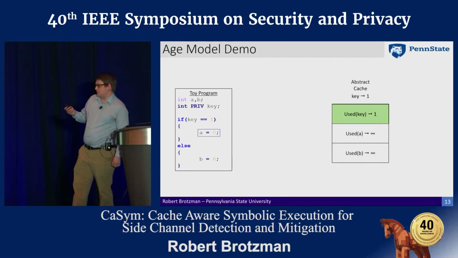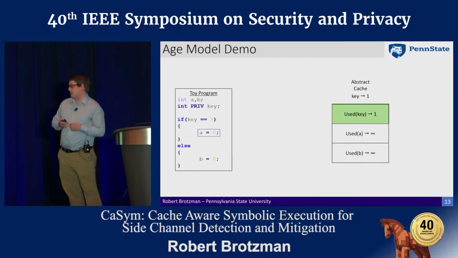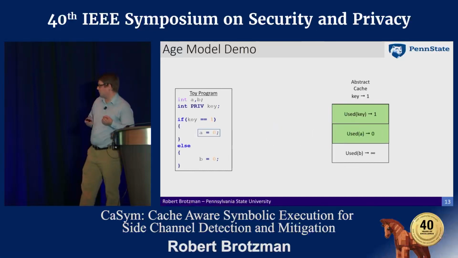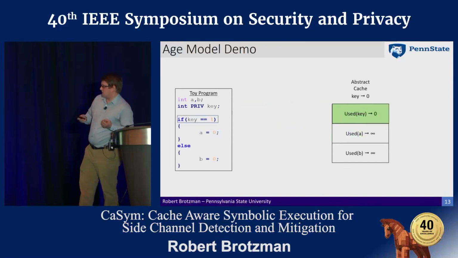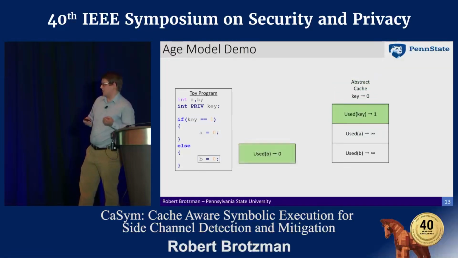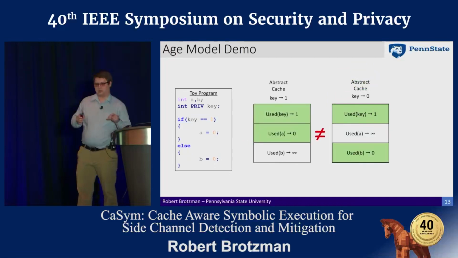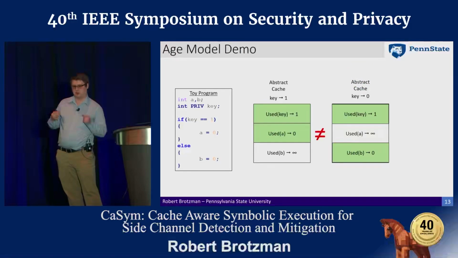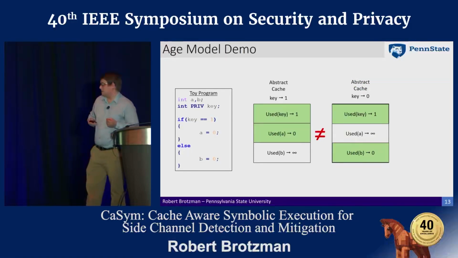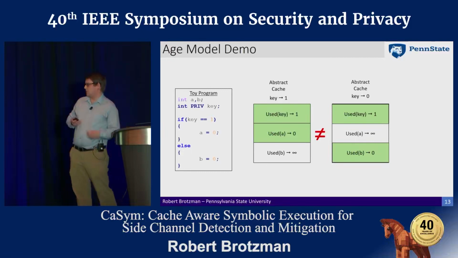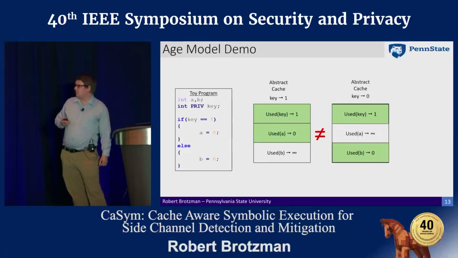And then again, when we get to the line in the then branch, we'll increment the ages first, and then we'll set the cache variable that was used in the program to 0. And then when we go down the else branch, it'll be very similar. We'll do the increment and then do the access. And at the end, this model will actually provide essentially a sequence, an order of the memory access pattern. And we can see that with the age model, it'll also report that there's a side channel in this program.